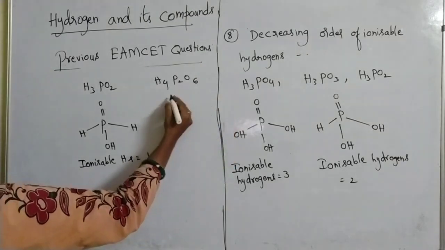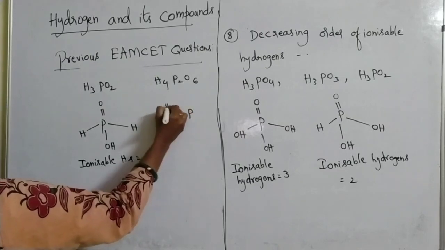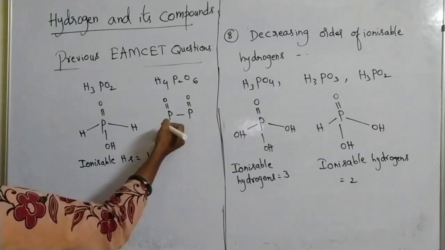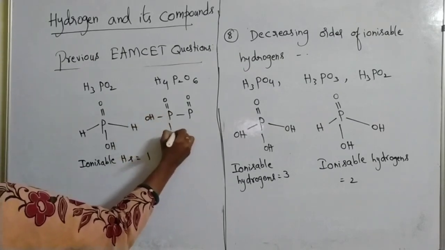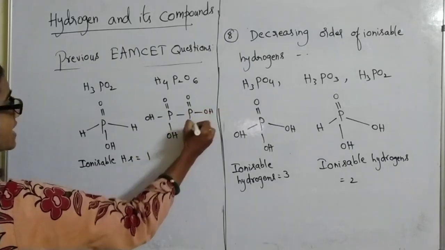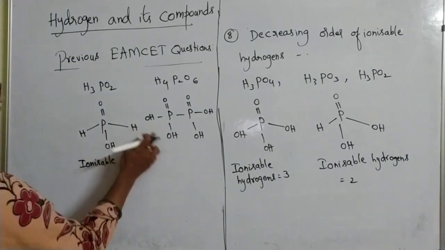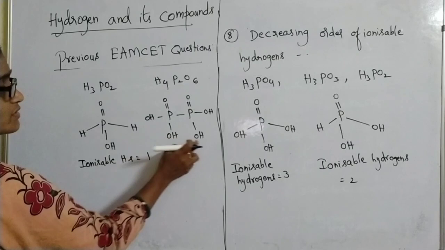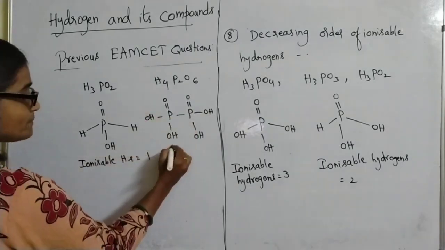It's not given previously. Okay, look at this. P single bond P, here double bond O, OH. Here also one OH, here also one OH, and all 4 sides OH will be there. So here all 4 hydrogens are connected to oxygens only. None of the hydrogens are connected to phosphorus. So all 4 hydrogens can be replaceable.